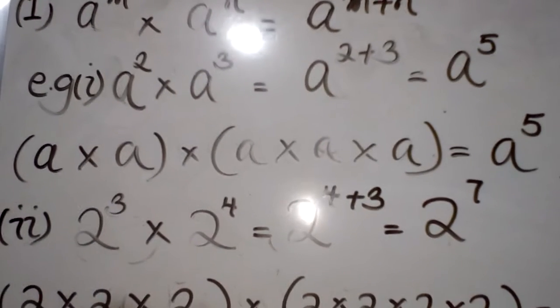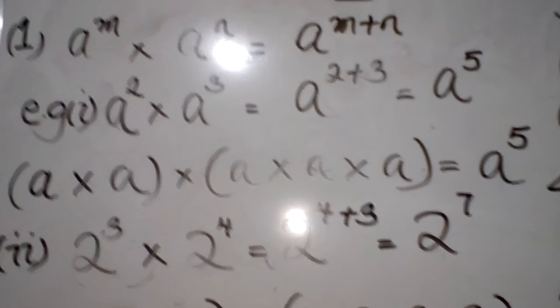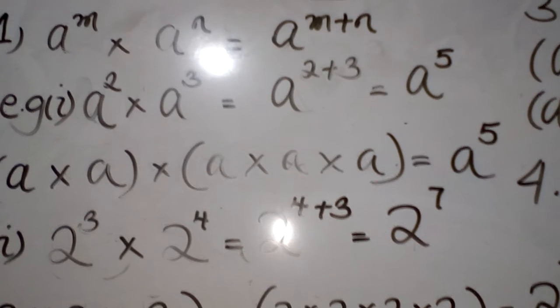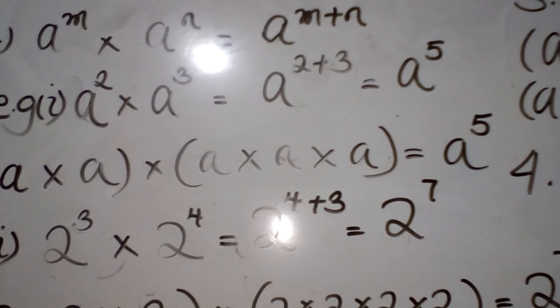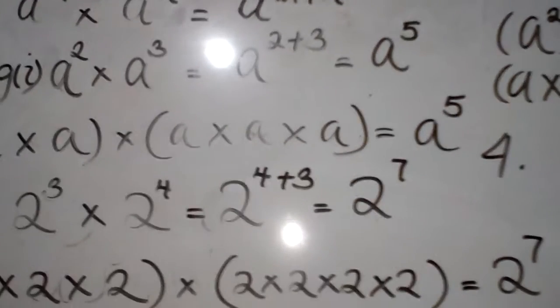Another example I'll show you numerically is this one, where it reads 2 to the power 3 multiplied by 2 to the power 4. So what do you get? You simply get 2 to the power 4 plus 3, which is 2 to the power 7.